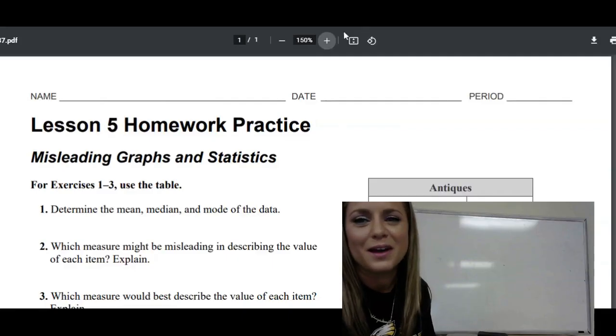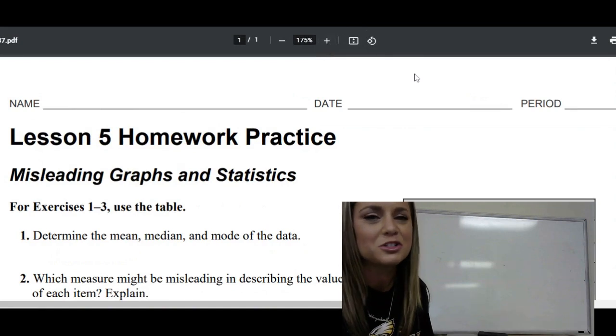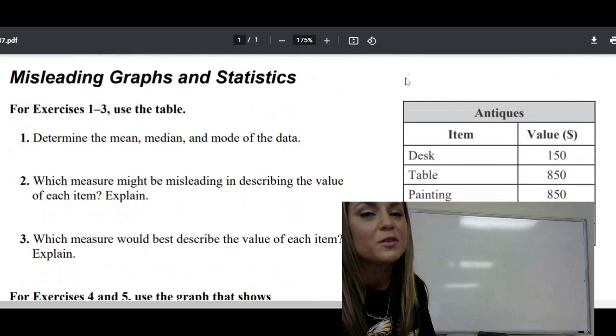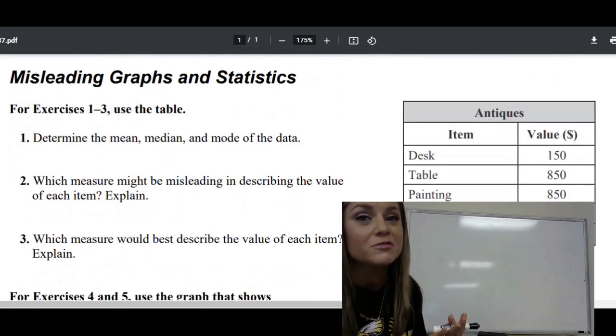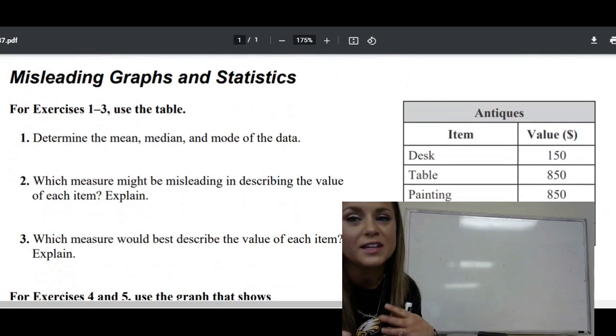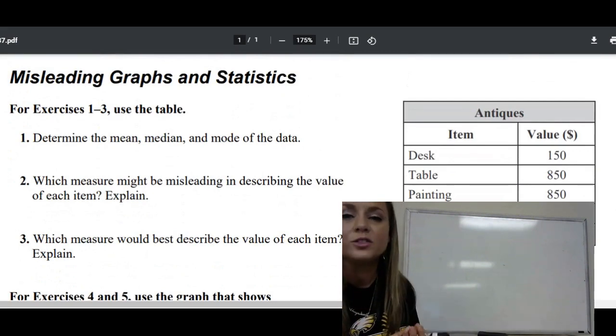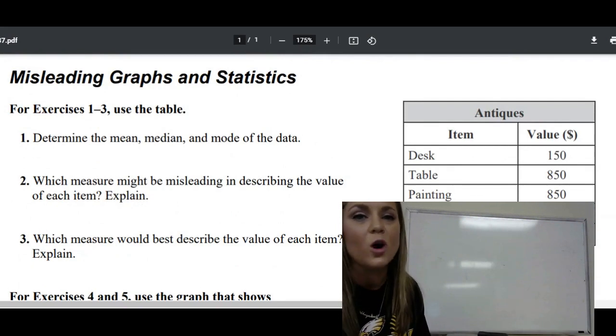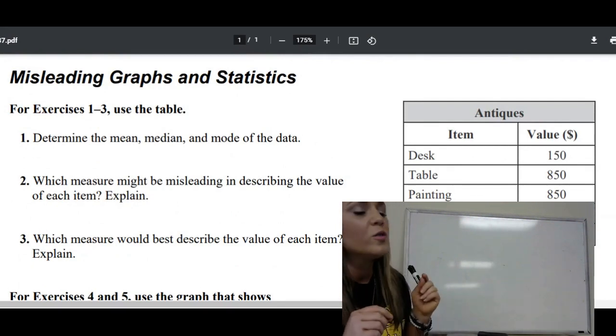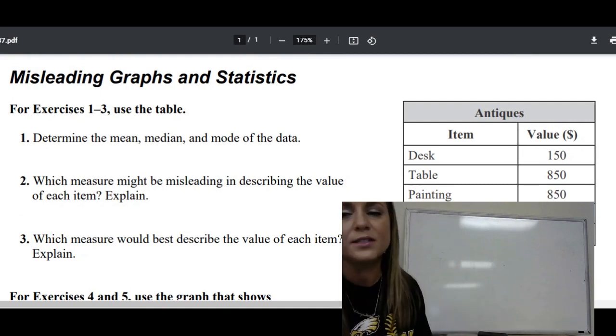Here's what I was talking about that we're going to be doing. I just grabbed this lesson 5 homework practice out of the online textbook. Guys, I tell you all the time, you can go and try these exercises, and if you want me to check your answers, I don't mind checking them. Just email me, let me know, bring it to me. Also, there's always self-check quizzes. It's really good to do. All right, so we're going to talk about misleading graphs and statistics.